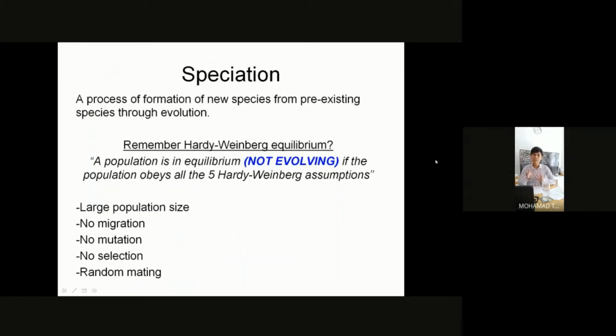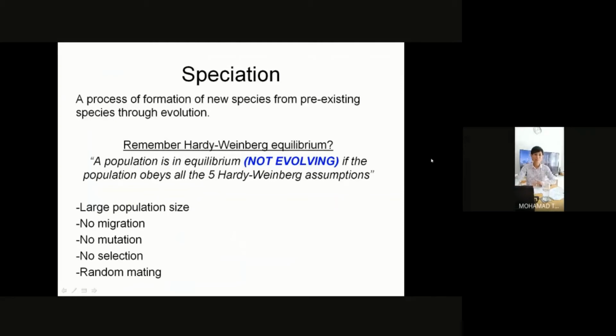So if the population disobeys any one of the Hardy-Weinberg assumptions, the population now is no longer in equilibrium, or in other words, the population is now evolving, and we know that through evolution, a new species can arise via speciation. So that's how Hardy-Weinberg connects to speciation. Anything that causes the population to disobey these 5 assumptions can make the population come not in equilibrium, and the population will evolve and new species can arise.